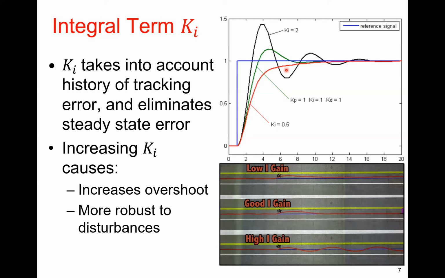If you have a low I gain, you may have a steady state error that's never corrected or very slowly corrected. If you have a very high I gain, then your vehicle trajectory may oscillate, similar to high P gain. If you have a very good I gain, then you can converge to your desired set point quickly without any overshoot.